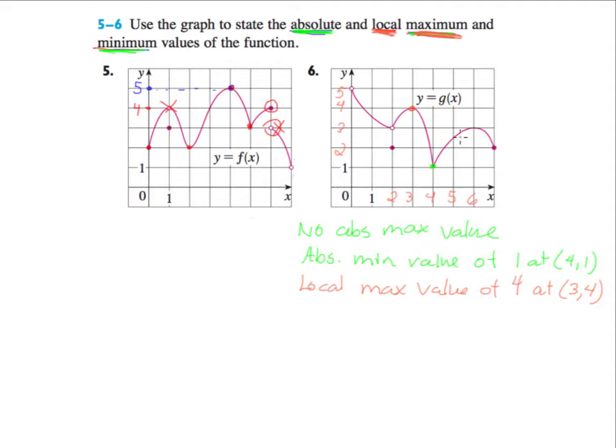Next, let's find the next local maximum value, which will be this point. So we have a local maximum value of 3 at the point (6, 3).